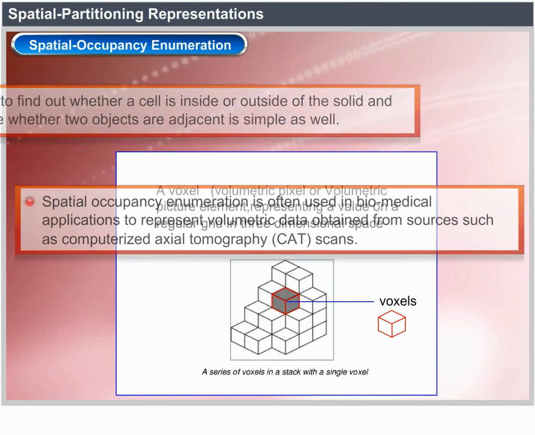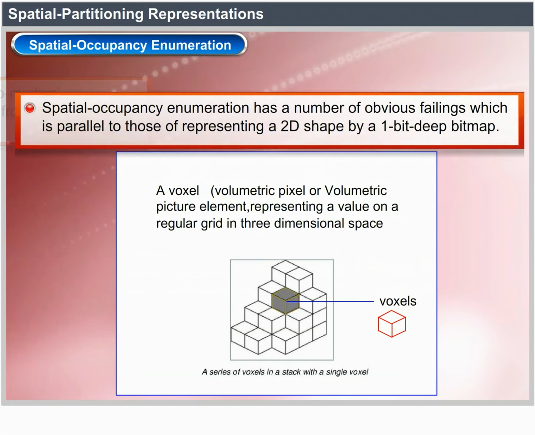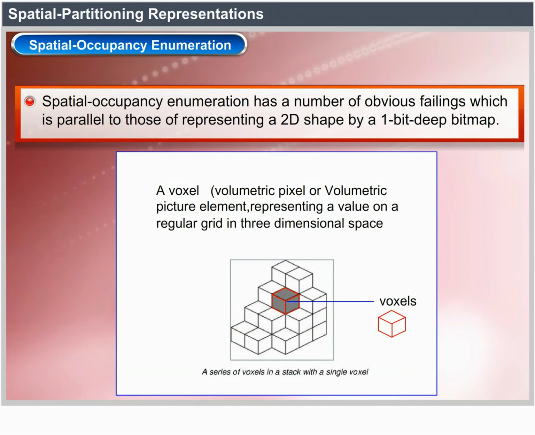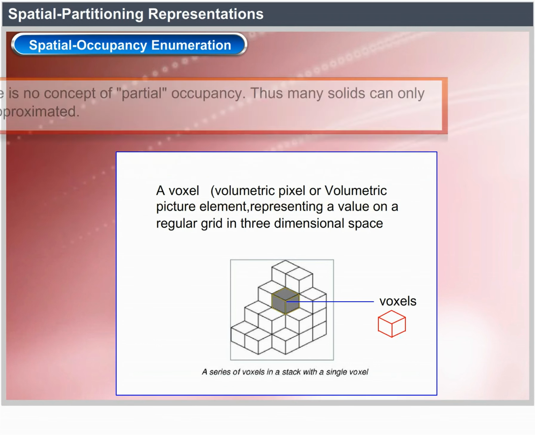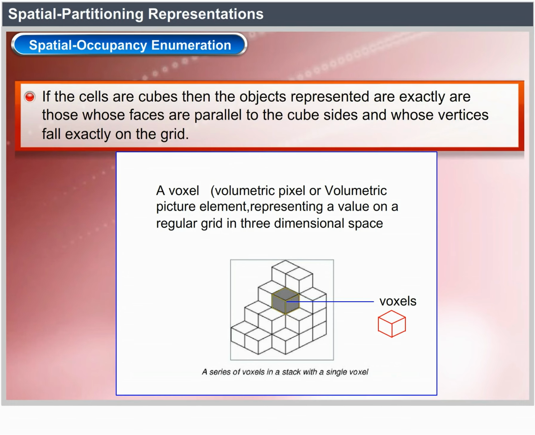Spatial occupancy enumeration is often used in biomedical applications to represent volumetric data obtained from sources such as computerized axial tomography (CAT) scans. Spatial occupancy enumeration has a number of obvious failings that parallel those of representing a 2D shape by a 1-bit deep bitmap. There is no concept of partial occupancy. Thus, many solids can only be approximated. If the cells are cubes, then the only objects that can be represented exactly are those whose faces are parallel to the cube sides and whose vertices fall exactly on the grid.